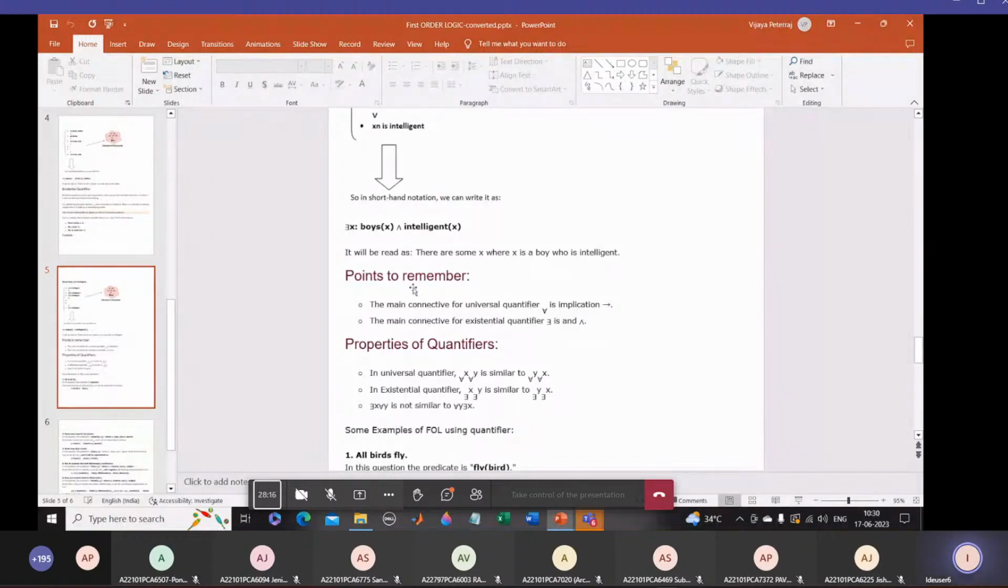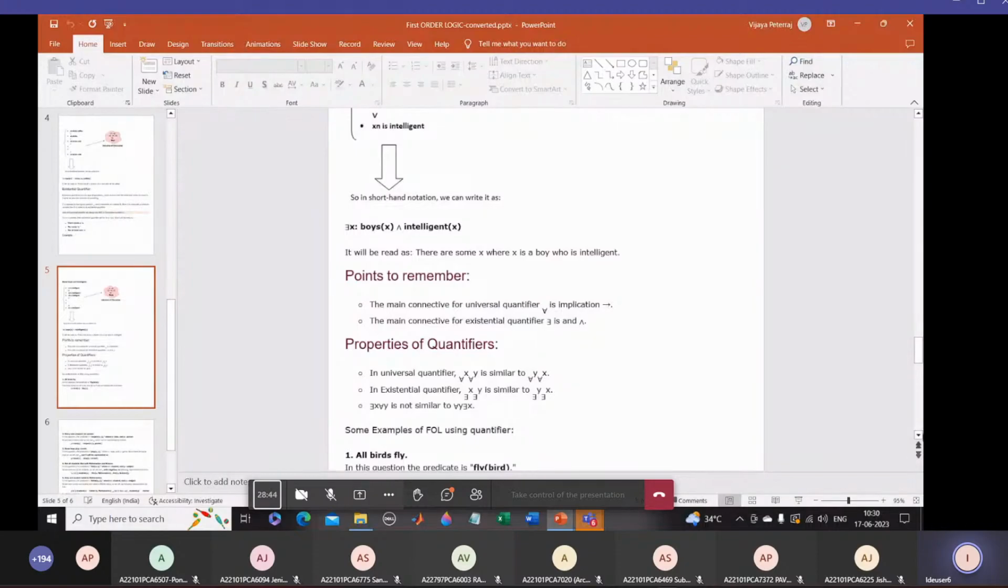Then points to remember: the main connective for the universal quantifier is implication, that is inverted A and implication. And the main connective for the existential quantifier, for some X we can take, is the AND operation. These two are the main connectives for these two quantifiers. And these are some of the properties, for all X and for all Y, similar to commutative laws.